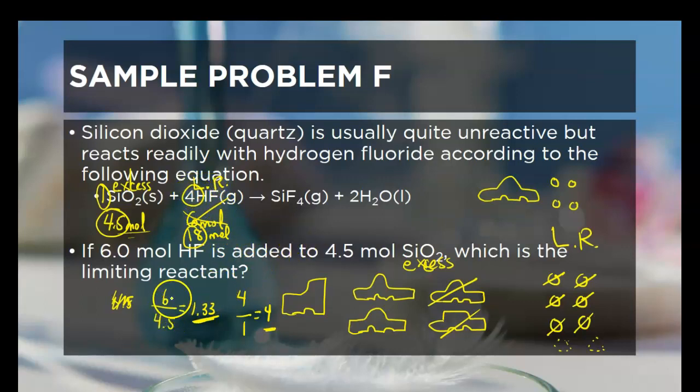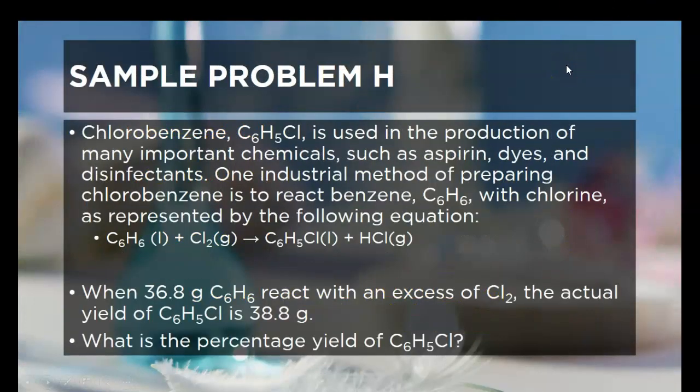If it went the other way, if I had plenty, say I had 26, I'm going to get a number greater than 4. That would then tell me that this is my excess. So if I get a number greater than what it's supposed to be, it's excess. If I get a number less than what it's supposed to be, it's my limiting reactant. So we'll do practice with that on the homework tonight.